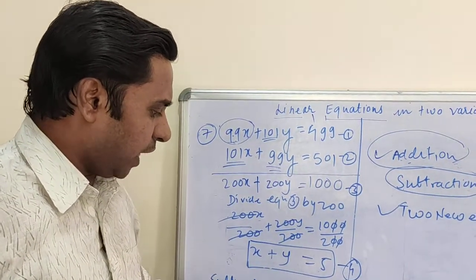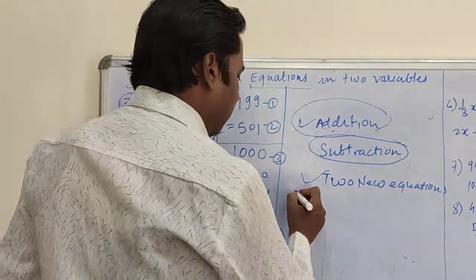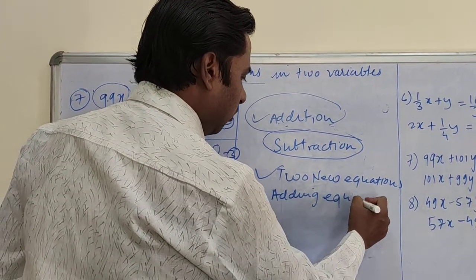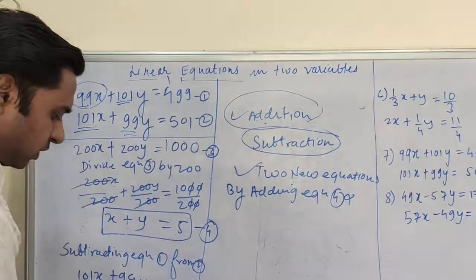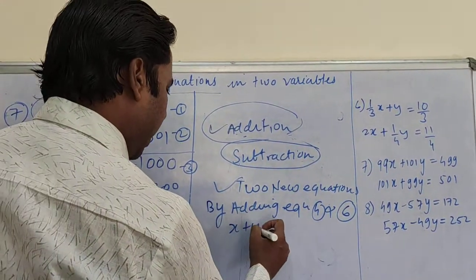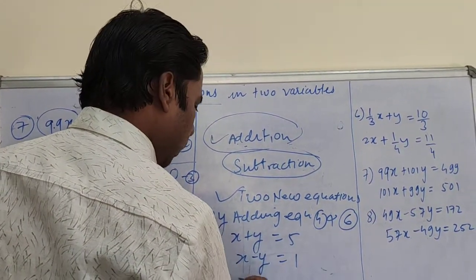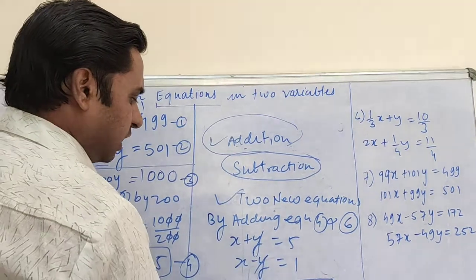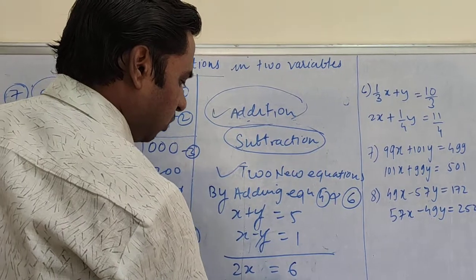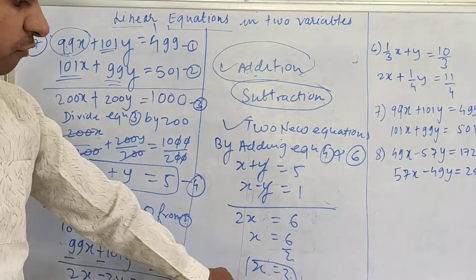Now adding equation 4 and 6. Directly we can add this so that y will get eliminated. By adding equation 4 and 6. So x plus y equals 5 and x minus y equals 1. This will get cancelled. x plus x, 2x, 5 plus 1, 6. x equals 6 upon 2, x equals 3. Value of x is 3.